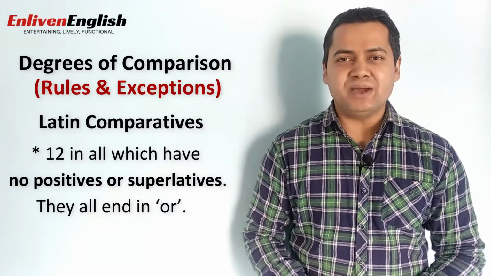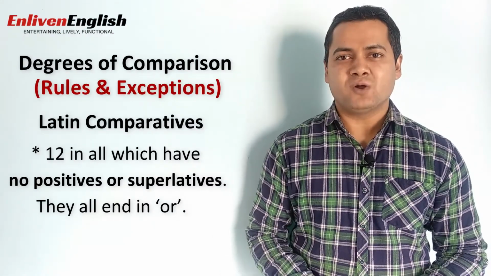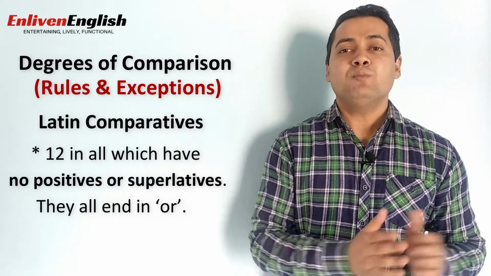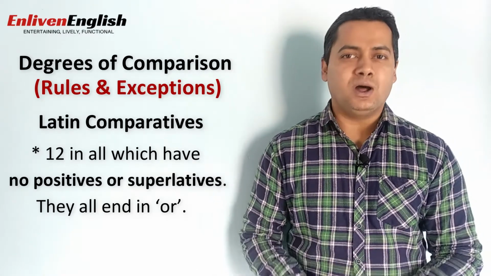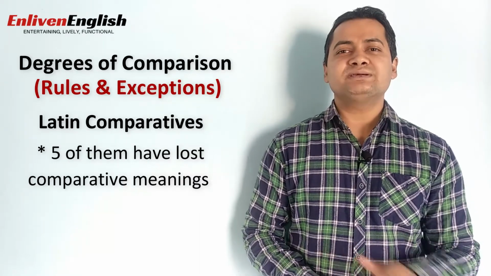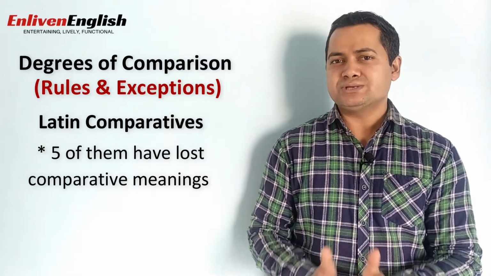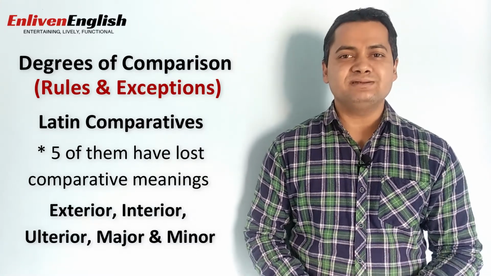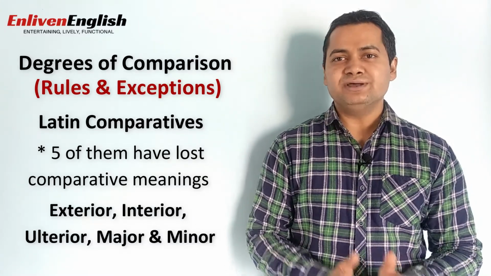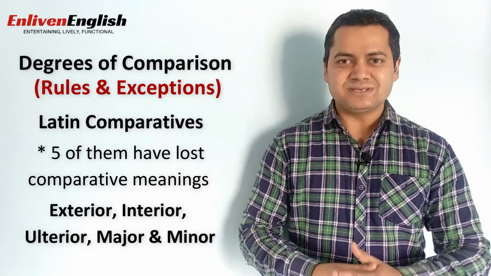There are 12 comparatives in all which have been taken from Latin language and have no positive or superlative degrees. They all end in or. Five of them have lost their comparative meanings and are used as positive forms. These are exterior, interior, ulterior, major and minor. Let's see some sentences.